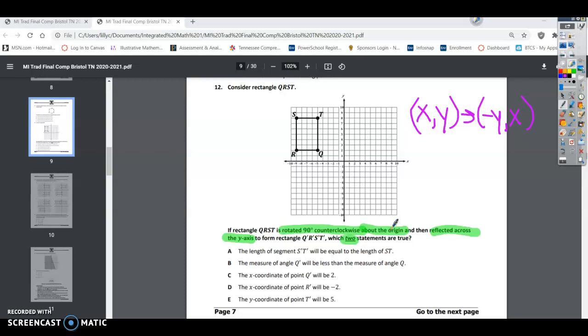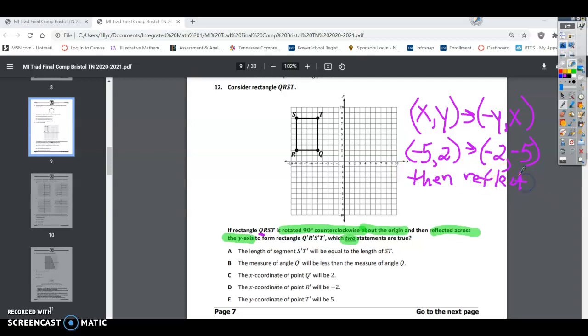So let's look at Q. Coordinate Q is at negative 5, positive 2. So that's my x, y. For it to rotate counterclockwise 90 degrees around the origin, we switch the values, so we're going to have negative 2, because that is our y value, and then our x value, negative 5. It doesn't change, it just moved to a different position. All right, then we still have to reflect it.